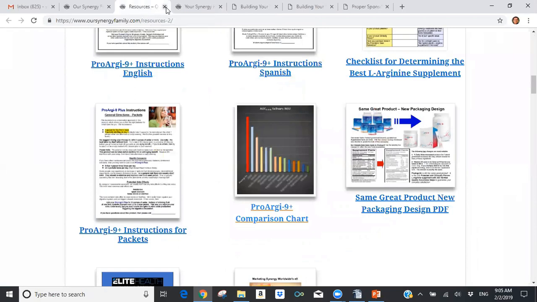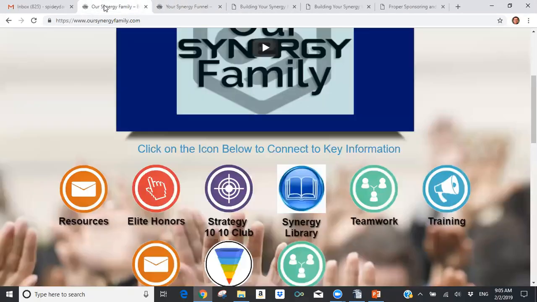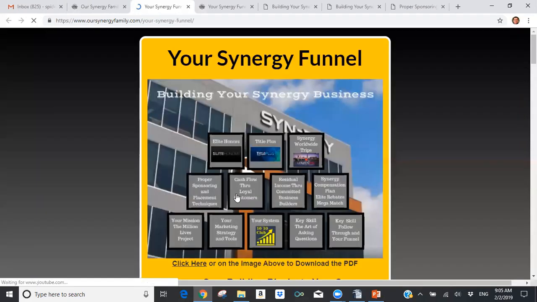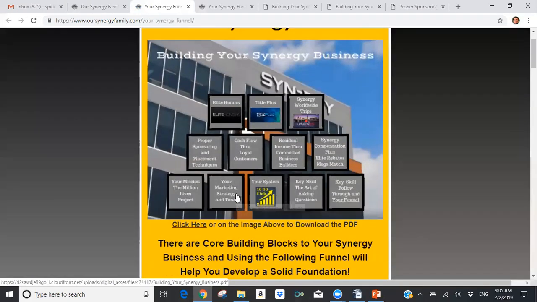Now let me click off of this. The main thing that we want to understand is that as I'm showing you this information today, it's all located in your Synergy funnel. In this case, it's not our Synergy funnel, because it's not my funnel, it's not your funnel, it's your funnel. So it's your Synergy funnel. When you click on that icon, it's going to take you to the page for your Synergy funnel.